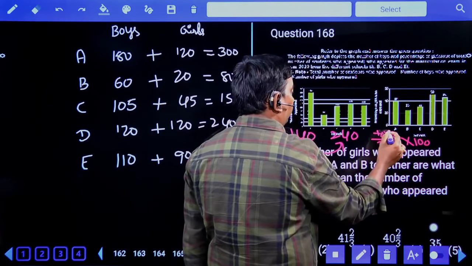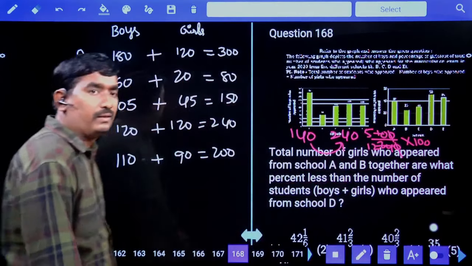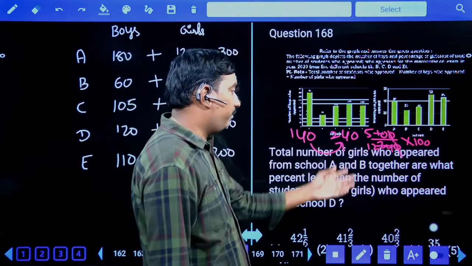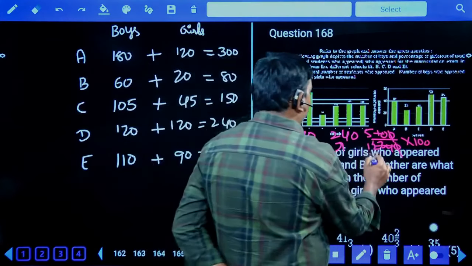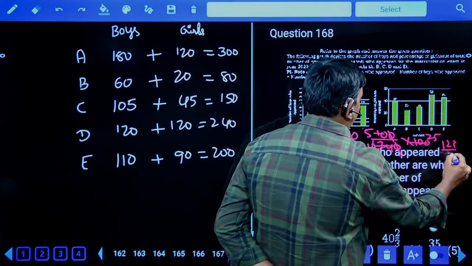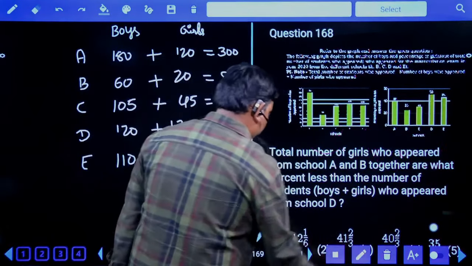0, 0.25 is 2 by 12, so 5 by 12. So 1 by 12 means 4, 3 times 4, 25 times 125 by 3. 41 2 by 3%.